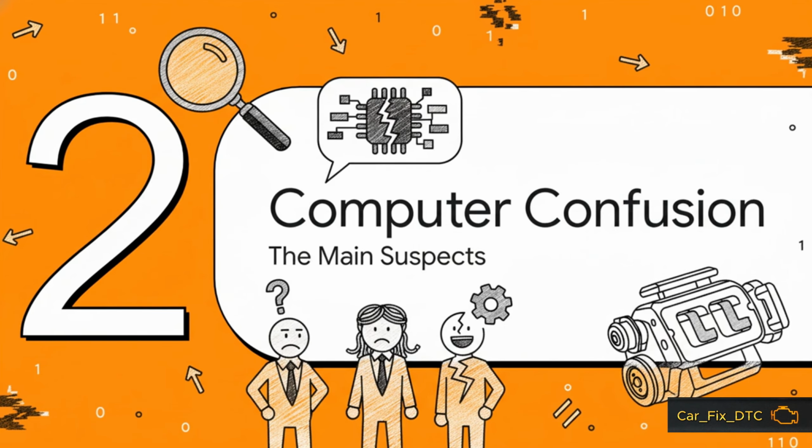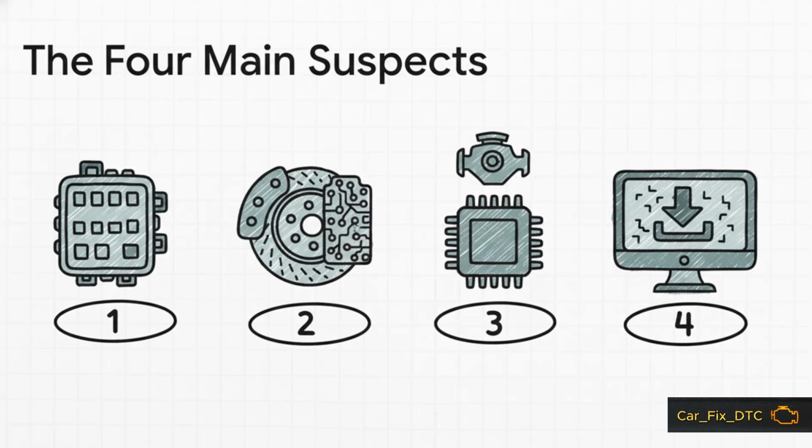All right, so if we're going to treat this like a little mystery, we need to line up our main suspects. Where is this bad data actually coming from? Let's take a look at who could be causing all this computer confusion. Okay, we have 4 primary suspects in our lineup.